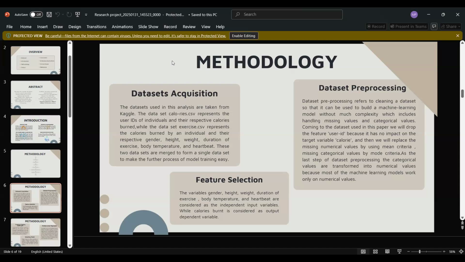The second step is transformation of the dataset so that it can be used to build a machine learning model without much complexity. It includes many tasks like encoding the categorical values into numerical values, because most machine learning models work only on numerical values, and handling the missing numerical and categorical values. In this analysis we are going to drop the feature user ID because it has no impact on the target variable. Then we will transform the categorical variable gender into a numerical variable, I mean, we will map it with 0 or 1, and then we will replace the missing numerical values using mean criteria and missing categorical values by mode criteria.